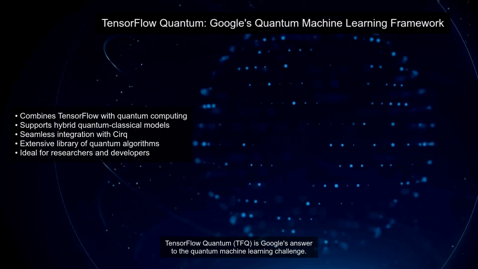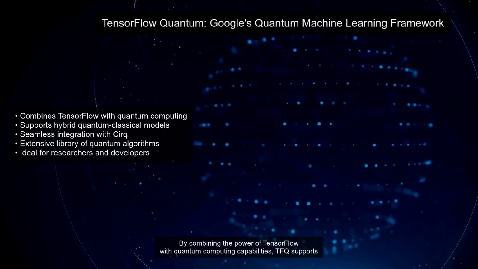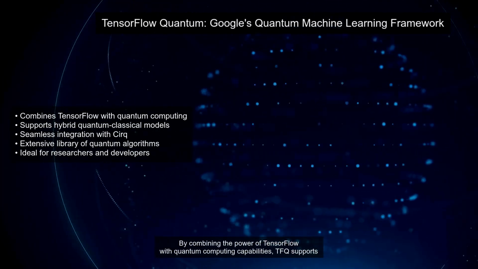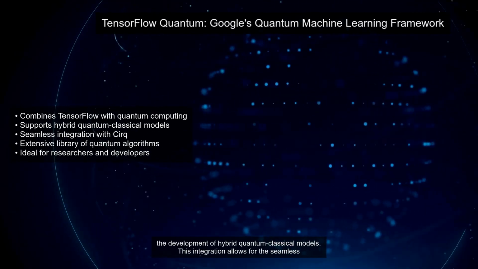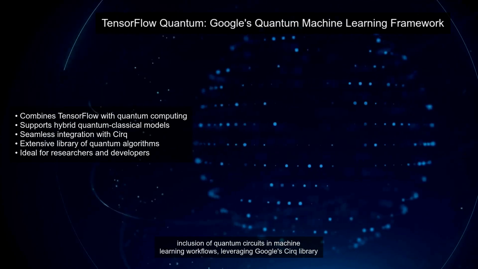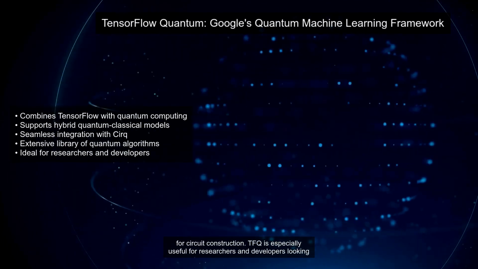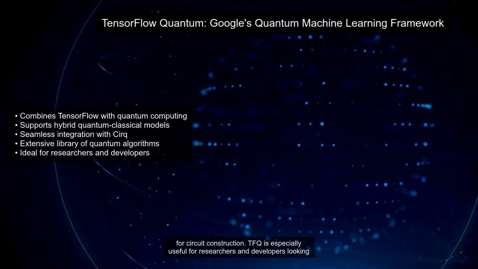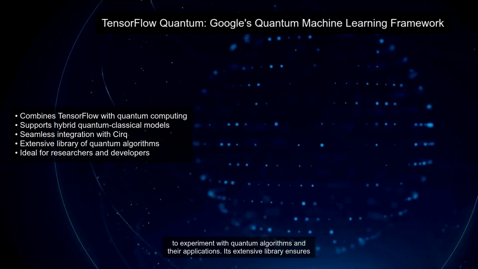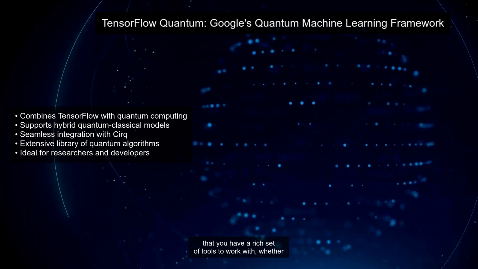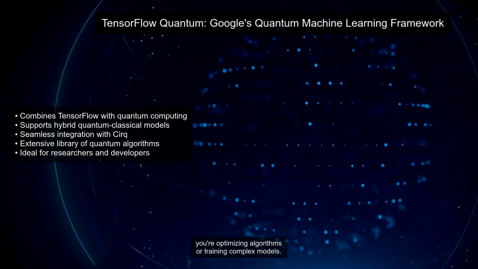TensorFlow Quantum, TFQ, is Google's answer to the quantum machine learning challenge. By combining the power of TensorFlow with quantum computing capabilities, TFQ supports the development of hybrid quantum classical models. This integration allows for the seamless inclusion of quantum circuits in machine learning workflows, leveraging Google's Cirq library for circuit construction. TFQ is especially useful for researchers and developers looking to experiment with quantum algorithms and their applications. Its extensive library ensures that you have a rich set of tools to work with, whether you're optimizing algorithms or training complex models.